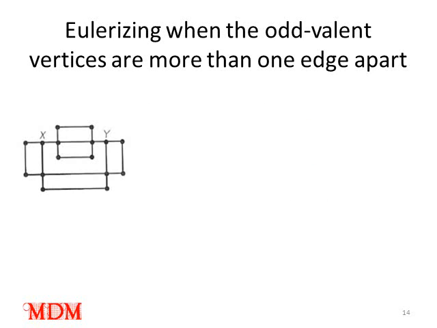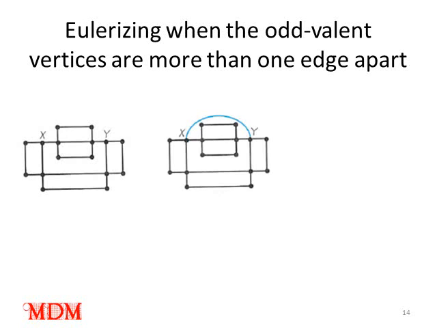Let's look at a case where the odd valent vertices are more than one edge apart. In this particular network, we can see that X and Y are separated by several other vertices. As we discussed earlier, we can't simply connect X and Y with a new edge, because that would be creating something that doesn't exist in our network.